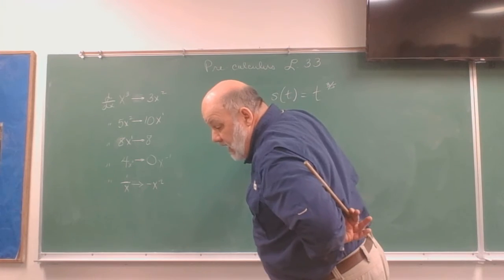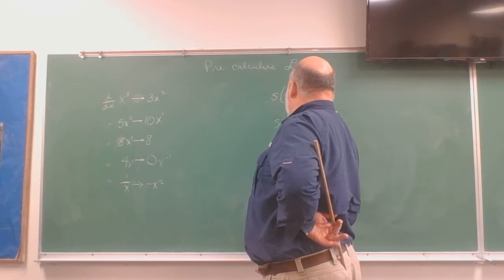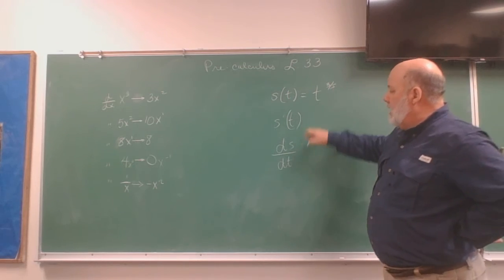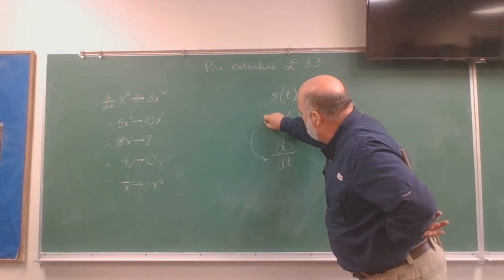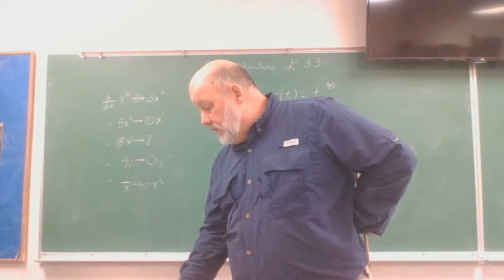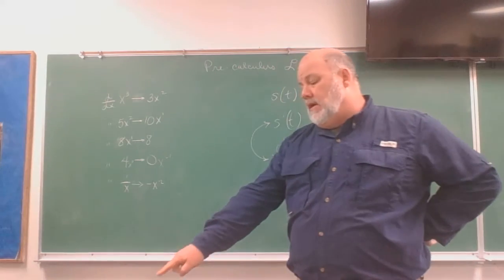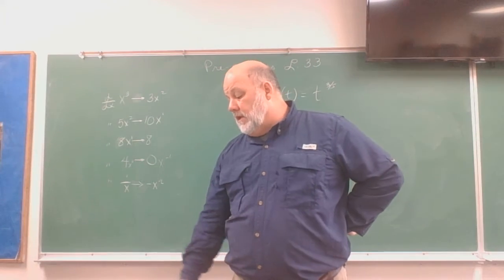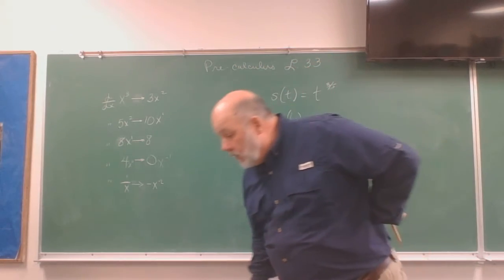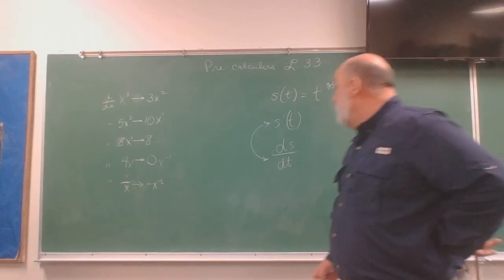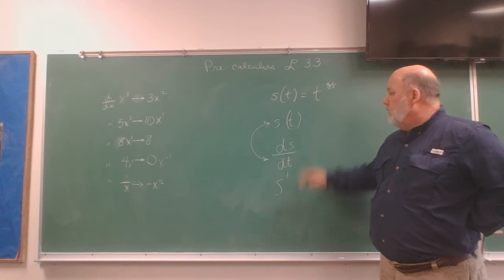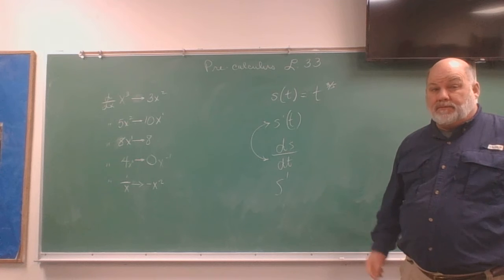Then it says and ds over dt. These two are saying the exact same thing. There's no difference in them whatsoever. In fact, in the explanation, the solution, it says these are all notations for the derivative. Oh, I'm sorry, there was even a third one. It said find s prime also. Those all say the exact same thing.